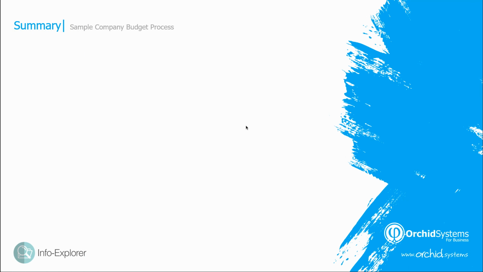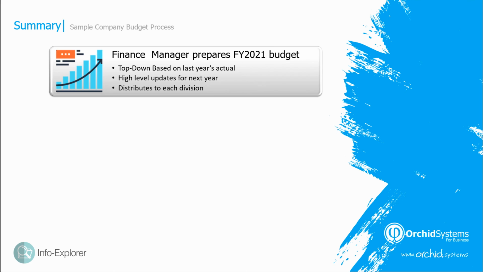So we've seen how a sample company selling office supplies is using Sage 300 and Info-Explorer Writeback to manage its budgeting process. The finance manager prepares next year's budget using top-down analysis based on last year's actual. They can prepare this budget scenario and use Info-Explorer powerful spread method to start with some high-level updates for next year and then distribute to each division.